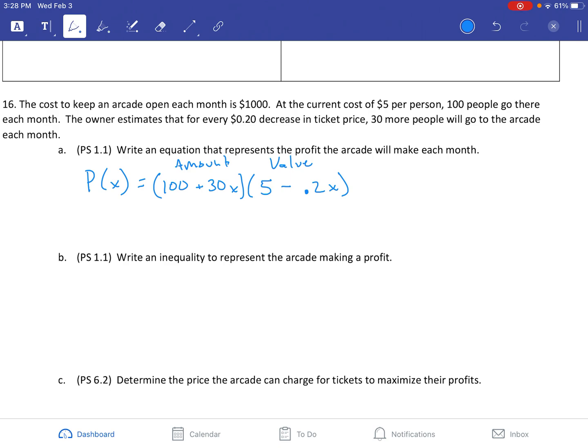All right, the other thing we have to account for in our equation is the cost, because we're looking at profit. The cost of the arcade each month is $1,000. So that is your equation.